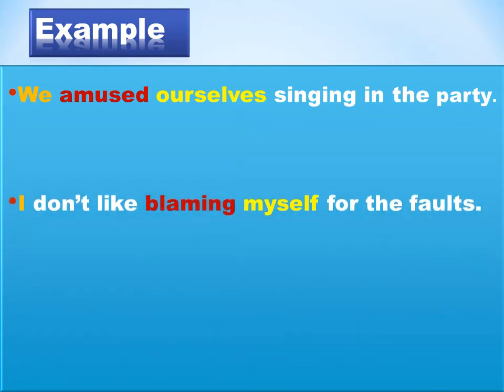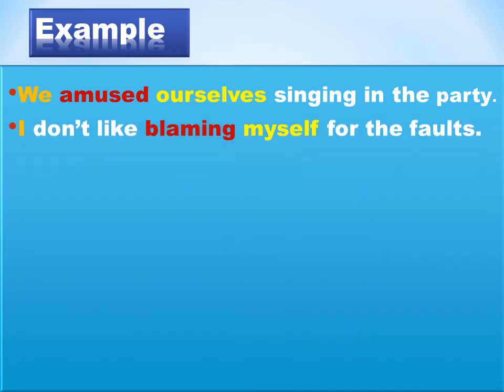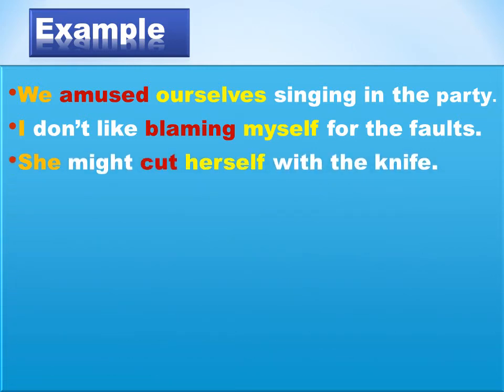Now let's see the next example. I don't like blaming myself for the faults. Here I is the subject, blaming is the verb, and myself is the reflexive pronoun used as direct object. The next one is, she might cut herself with a knife. She is the subject, cut is the verb, and herself is the reflexive pronoun used as direct object.